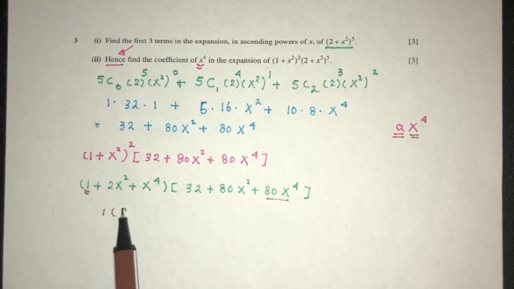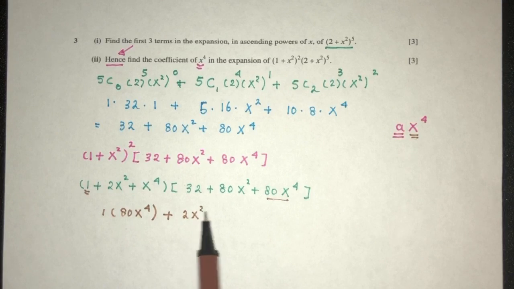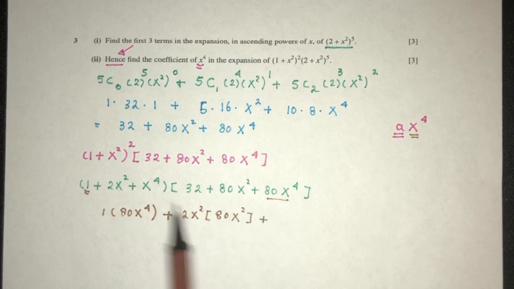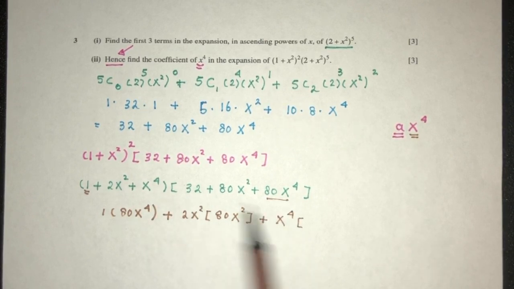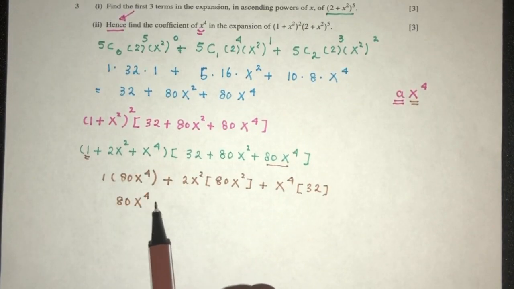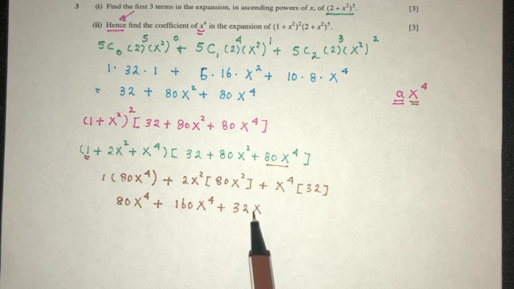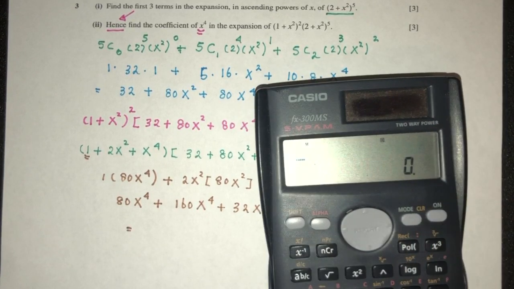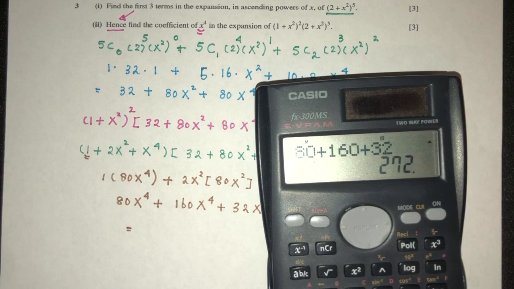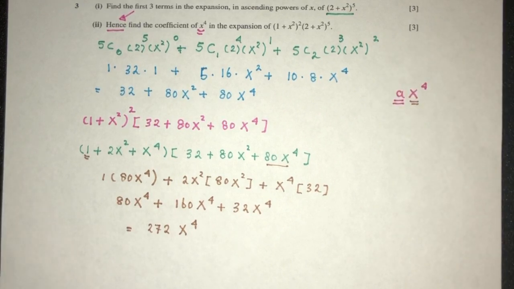You will have 1 times 80x power 4. Now next one, here we have 2x squared. Obviously, we have to multiply by this one. So we get something in x power 4. And finally, we have this one. Obviously, we have to multiply by the constant value. To simplify, you will have 80 x power 4 plus 160 x power 4 plus 32 x power 4. So simplify 80 plus 160 plus 32. That should be 272 x power 4. Now, however, your answer should be just the value of a, which is the one in front, which is a coefficient.